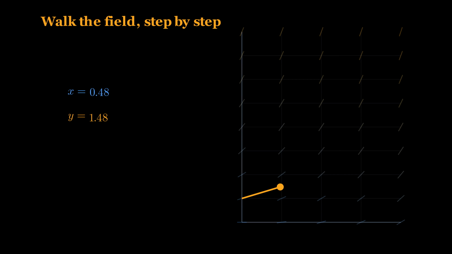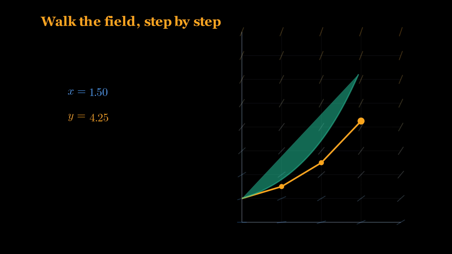Now repeat that one step over and over. From wherever you are, read the slope. Step across by h, rise by h times the slope, and land somewhere new. Then do it again from there. Watch the staircase of tangent steps build. That gold staircase is Euler's approximation.